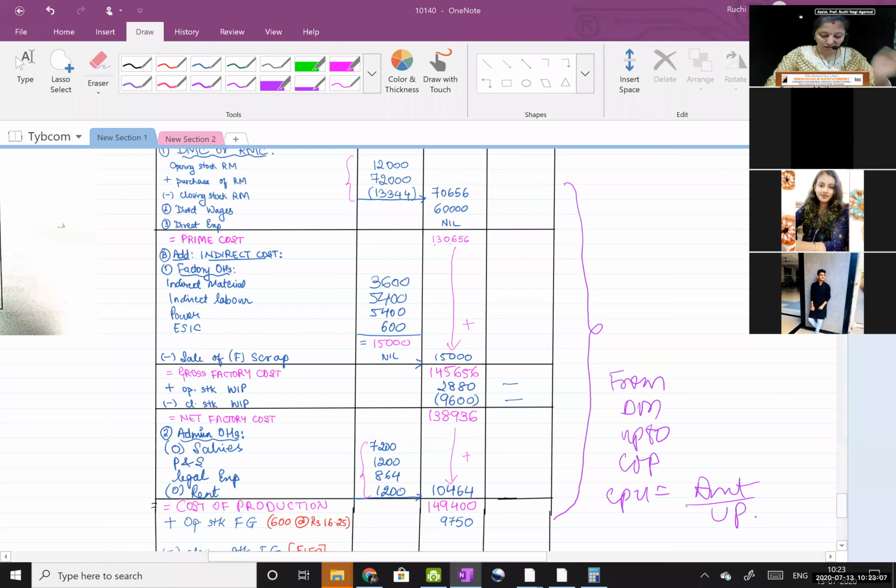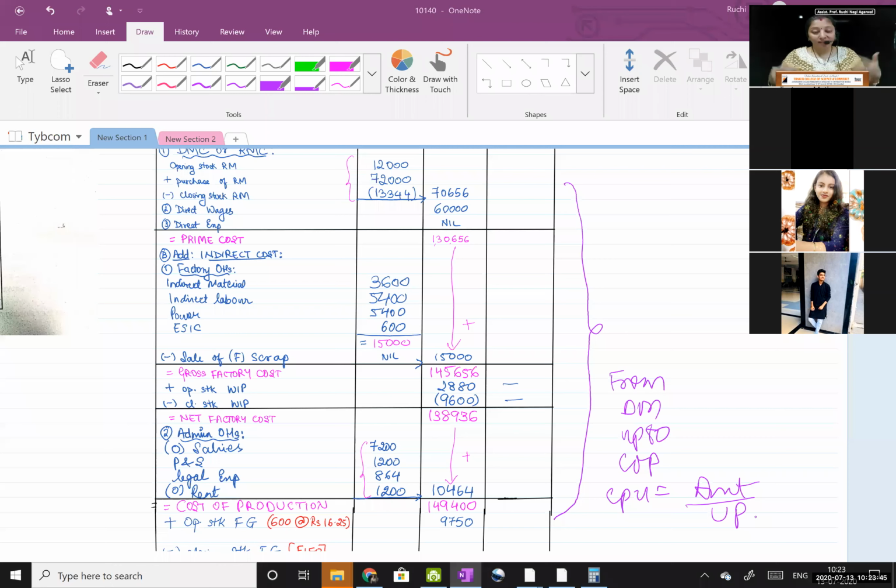Did you guys remember this, which I had said when I was doing theory? From raw material consumed, that is direct material, up to cost of production, how will you get your cost per unit column? Amount divided by units produced. Did you remember? Acknowledge it in the chat box. Could you relate this? We had done it in theory.